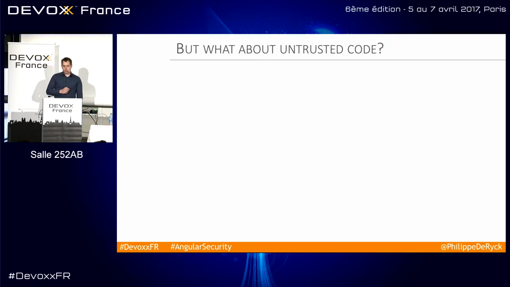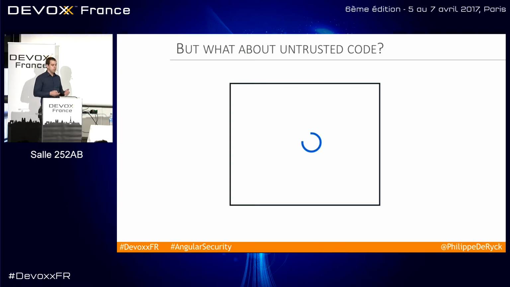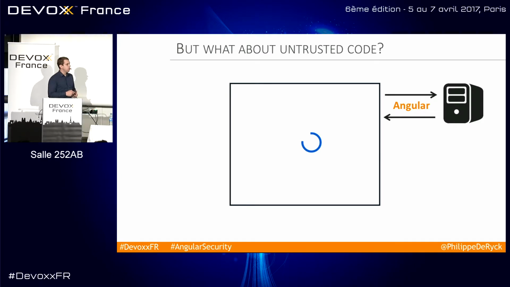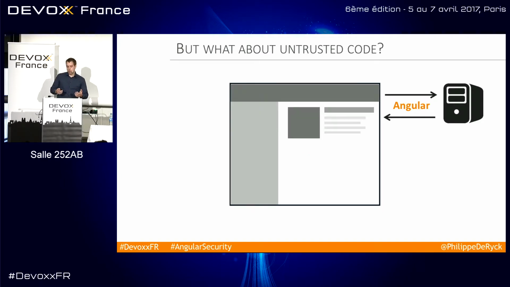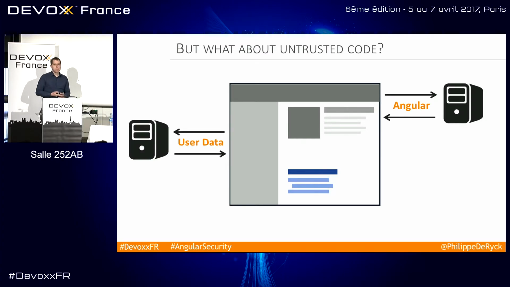That brings me to the second part of the talk. The first part was about cross-site scripting, but there's all kinds of untrusted code in a modern web application. If you think about what you're doing when you load an application, you first get your Angular library from somewhere. Then you bootstrap the application. Then you get some user data. User data is very dangerous if you simply trust it. We have cross-site scripting vulnerabilities there, so you need protection there.